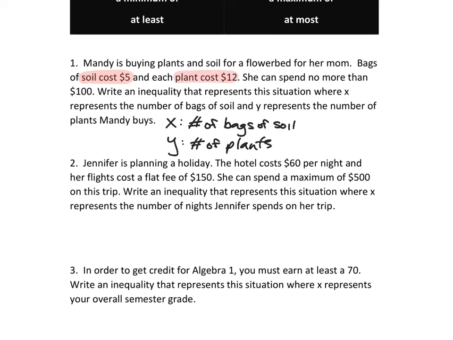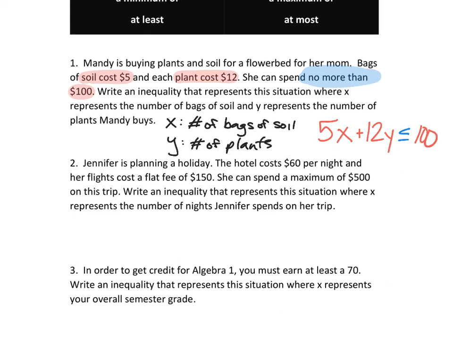I see that she can spend no more than $100, but that "no more than" is super important. It's less than or equal to. So when I put these things together, I'm going to say that there's $5 for every bag of soil, that's 5x, plus $12 for every plant, is less than or equal to 100. No more than means less than or equal to.